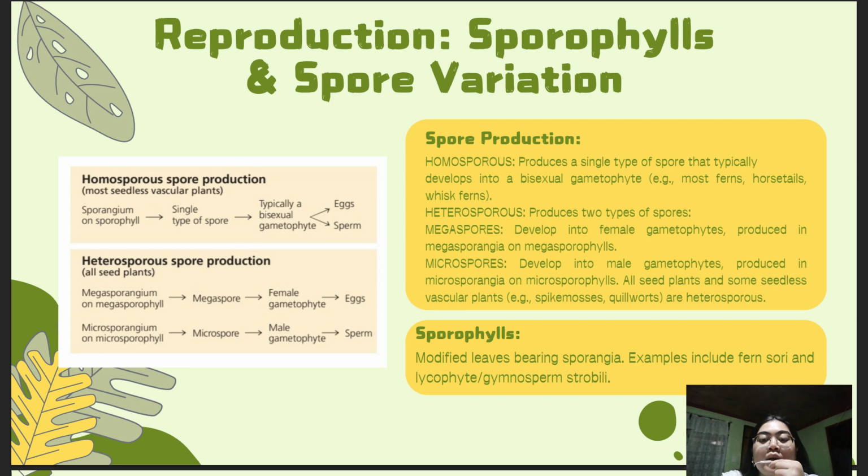Megaspores develop into female gametophytes produced in megasporangia on the megasporophylls, while the microspores develop into male gametophytes produced in the microsporangia on the microsporophylls. All seed plants and some seedless vascular plants are heterosporous.